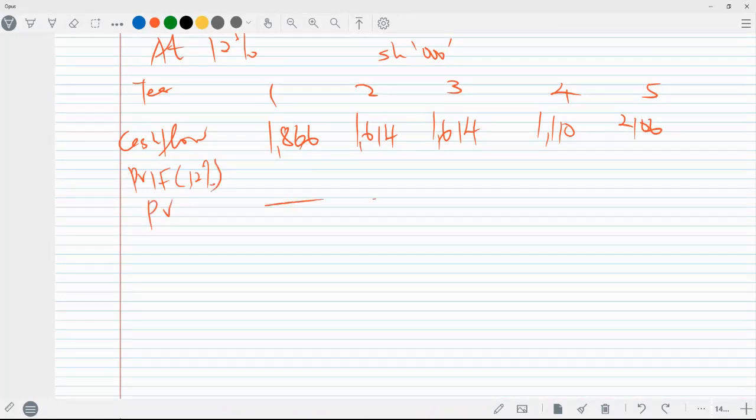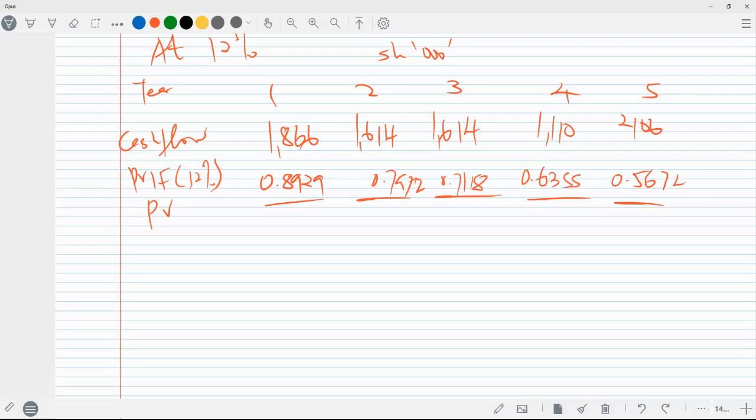These are trials. Don't forget, you can use any other rate that you prefer. But of course, you have to be careful: the two rates need to be as close as possible. Don't use 10% and then the next one 20%. You end up with an error of estimation. The factors are 0.8929, 0.7972, 0.718, 0.6355, 0.5674. Just multiply to get the present value.